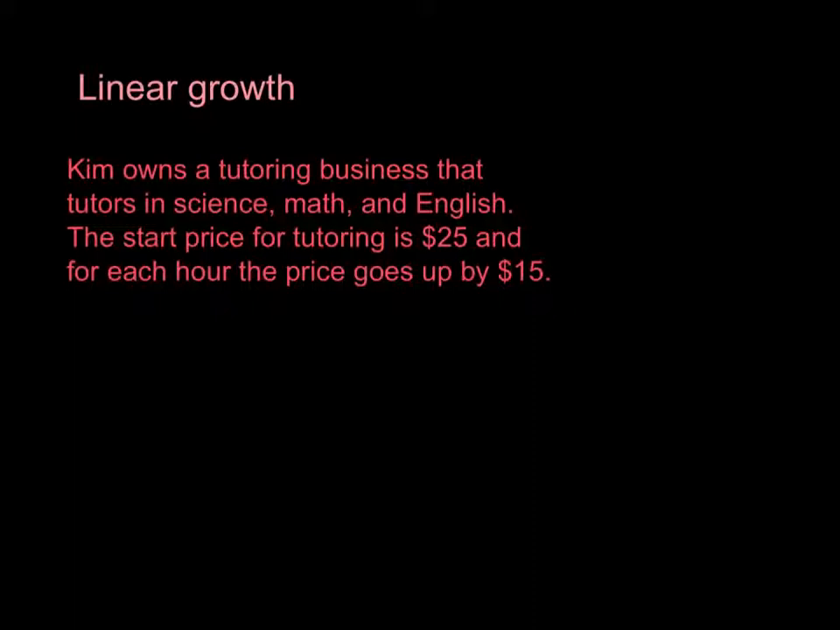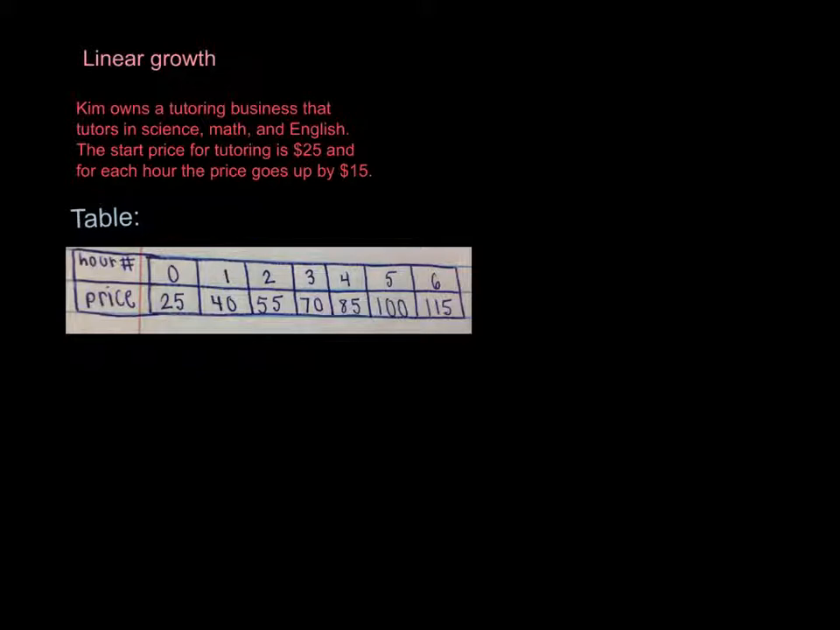Kim owns a tutoring business that tutors in science, math, and English. The start price for tutoring is $25, and for each hour the price goes up by $15. Now for our table. The original price of tutoring is $25. The first hour is $40. The second hour is $55. The third hour is $70. The fourth hour is $85. The fifth hour is $100. And the sixth hour is $115.